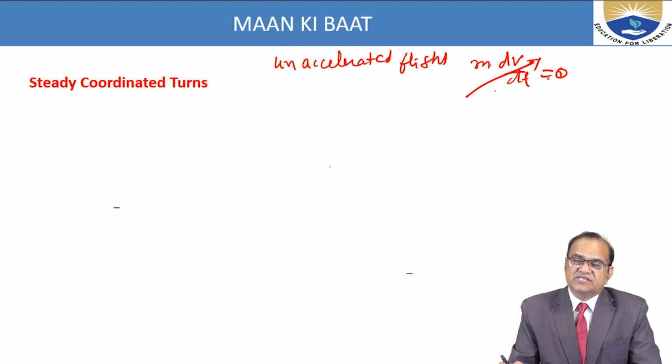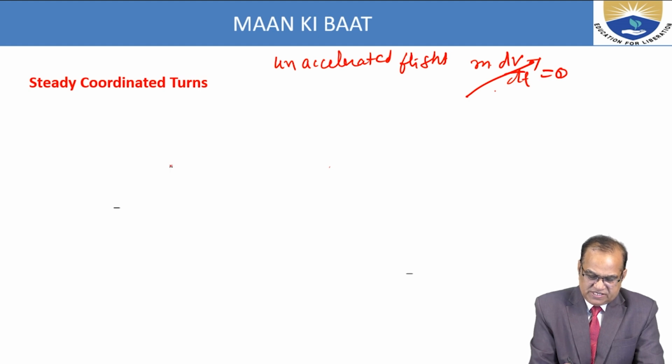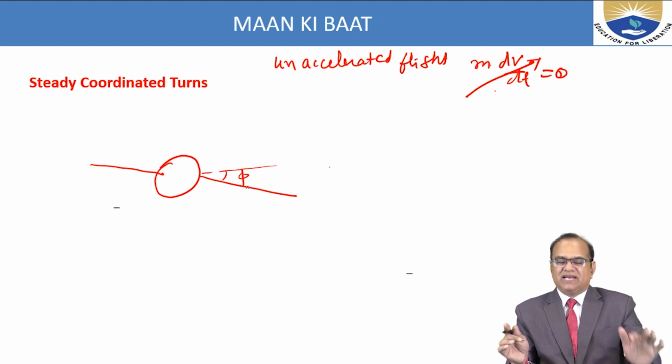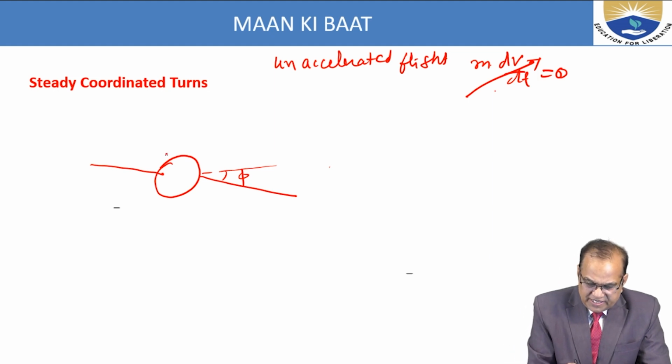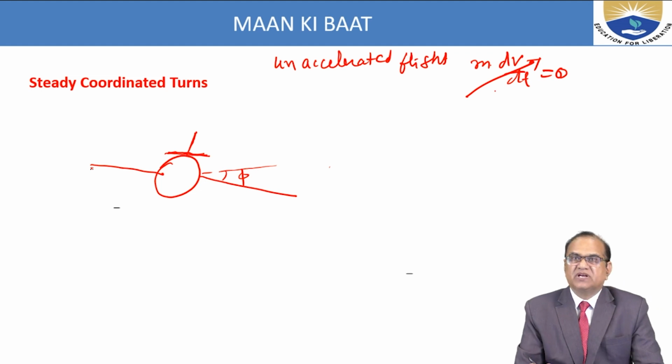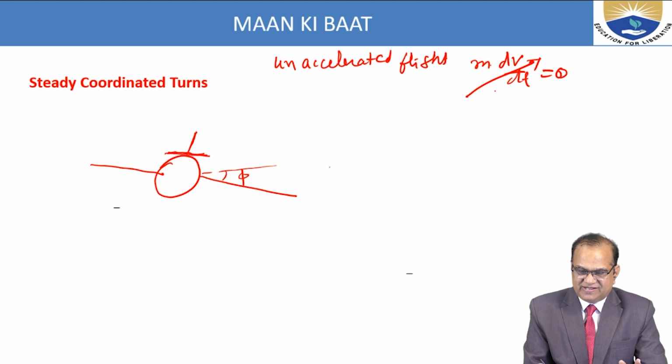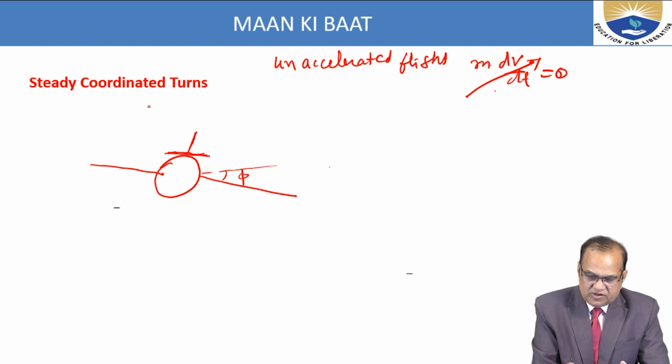But here in this steady coordinated turn, if you see, this is our aircraft fuselage, and it is here having some angle phi. This is the banking angle. In this condition, this is our horizontal tail and this is the vertical tail here. These are the wings. So, if you see here, we will have very different things. This is your front view.